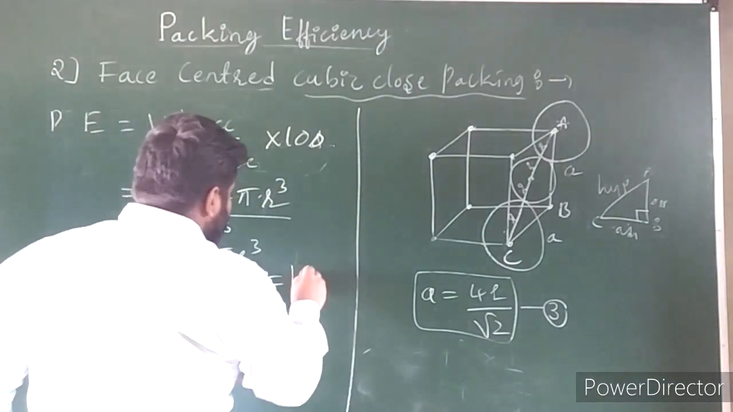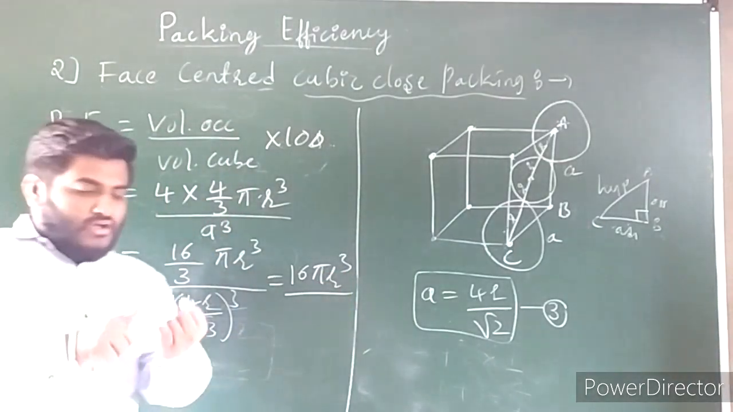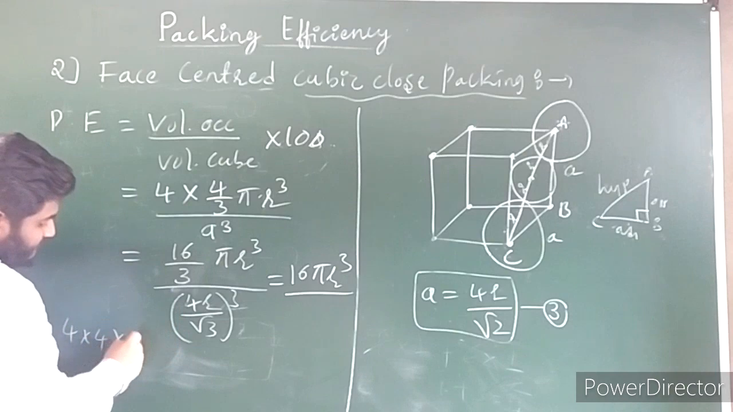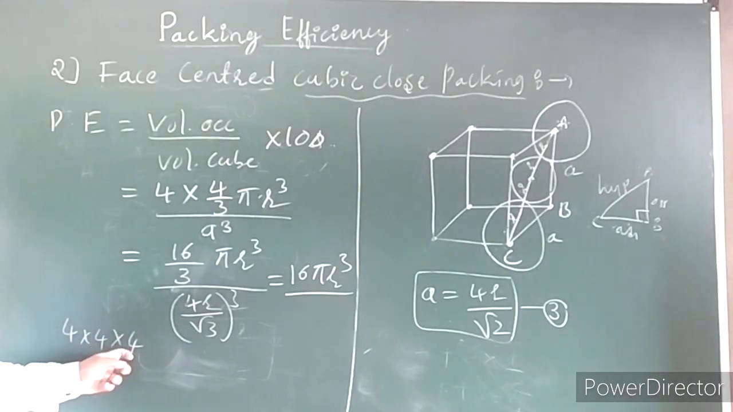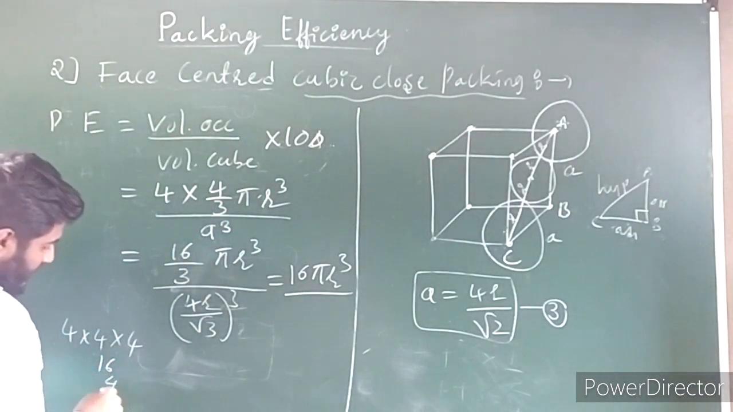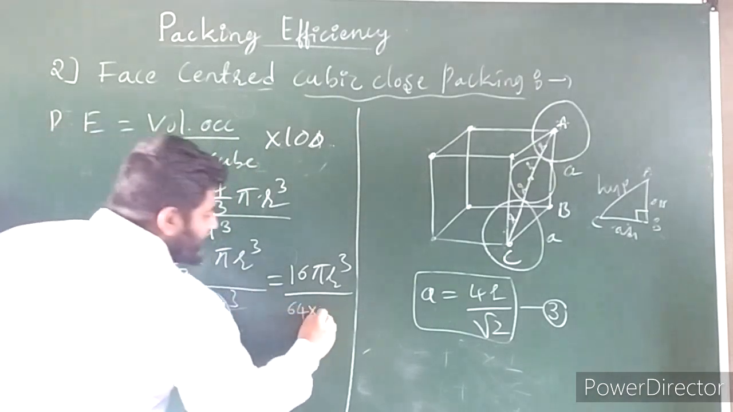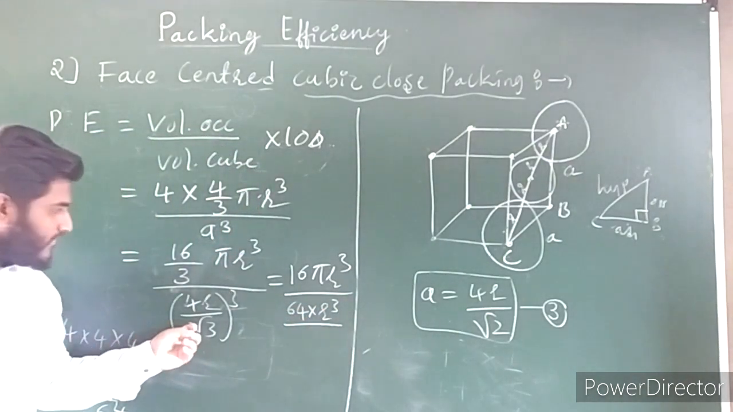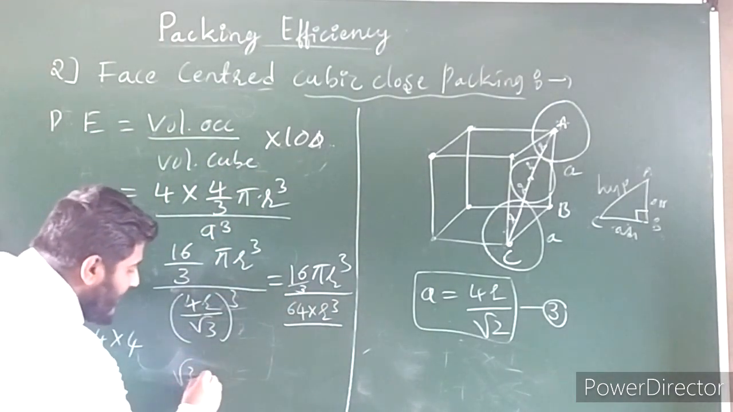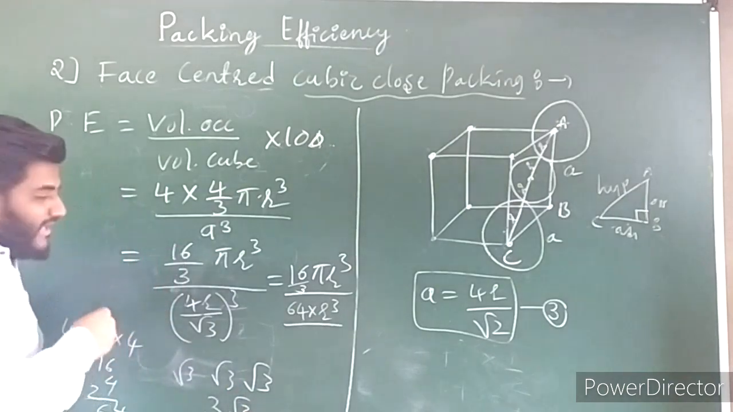So what is the answer we are getting? 16 pi r cube divided by 4r cube means what? 4 cube we have to write. 4 4s are 16. 16 4s are, see here, 16 into 4, 64. 64 into r cube, divided by 3, sorry for that, divided by root 2 cube. So root 2 into root 2 into root 2, 3 times you have to take. Root 2 into root 2, 2 we are getting. 1 root 2 is left. So what are you getting? 2 root 2.